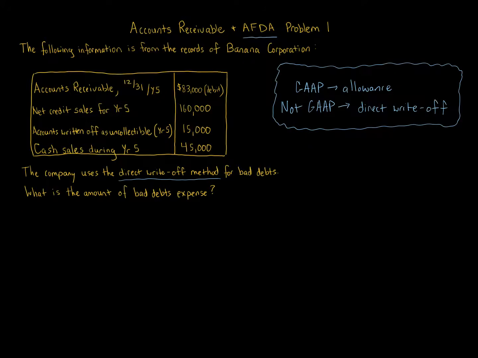The non-GAAP method, direct write-off, is much simpler because you're not doing this estimate calculation. You just write off the account receivable when you know it's uncollectible. So here, this company uses the direct write-off method. If we're looking at the information, the accounts receivable, the net credit sales, the accounts written off in Year 5, and the cash sales, and we're asked what is the amount of bad debts expense, focusing just on this information, which all focuses on Year 5, it's just the amount of accounts written off during the year. That's going to be the amount of bad debt expense.